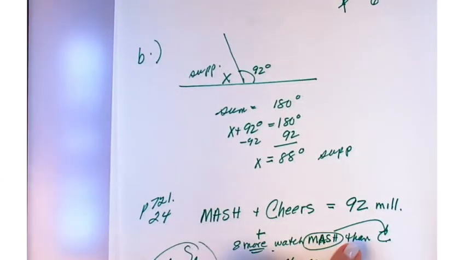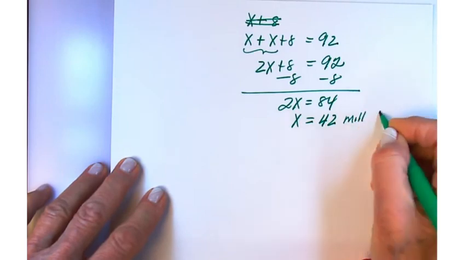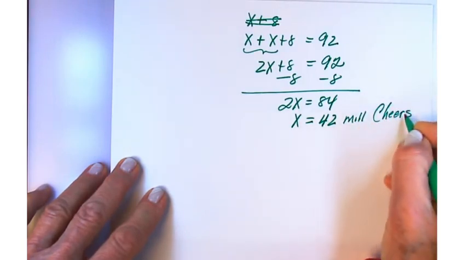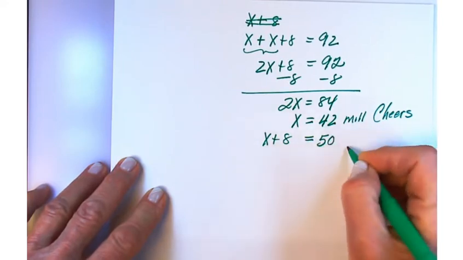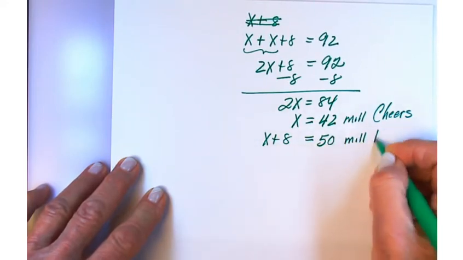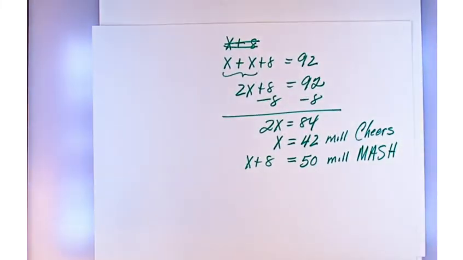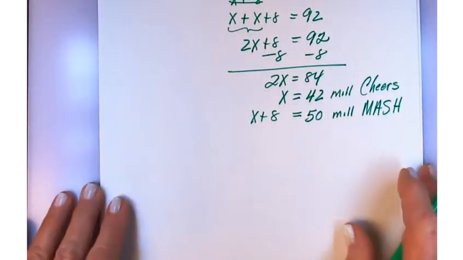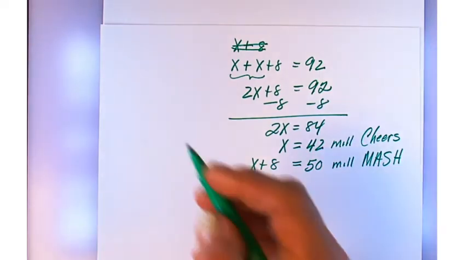X is Cheers. 42 million are watching Cheers. And then x plus 8 million gives me 50 million watching MASH. Lots of people tuned in. So all of these are in our ability range.